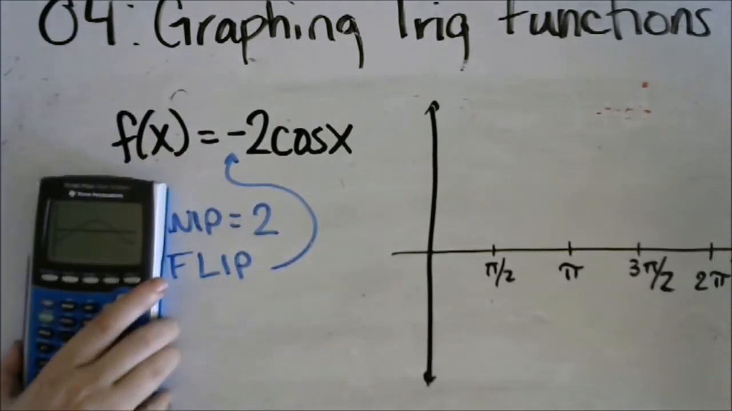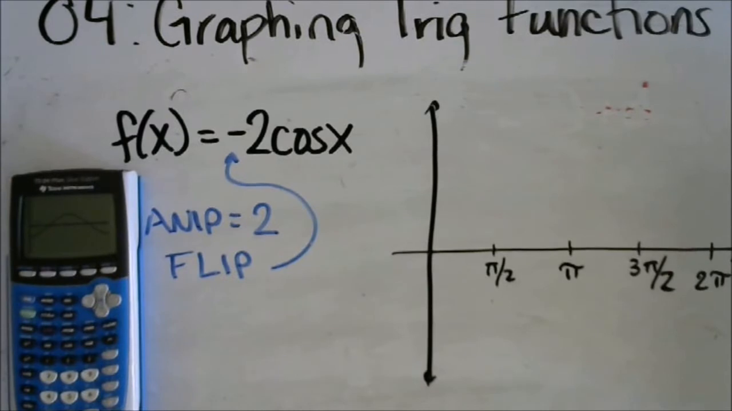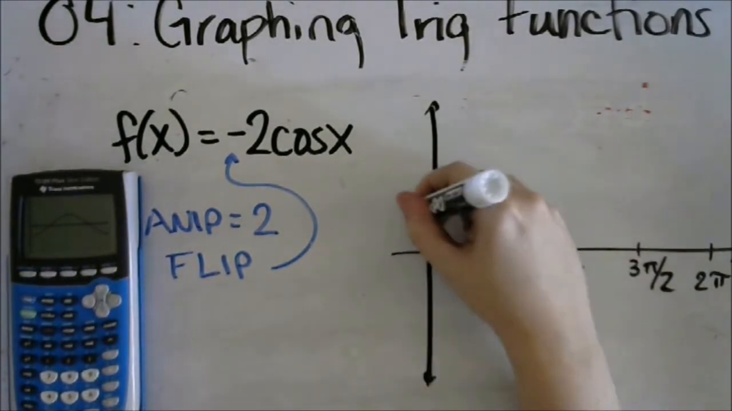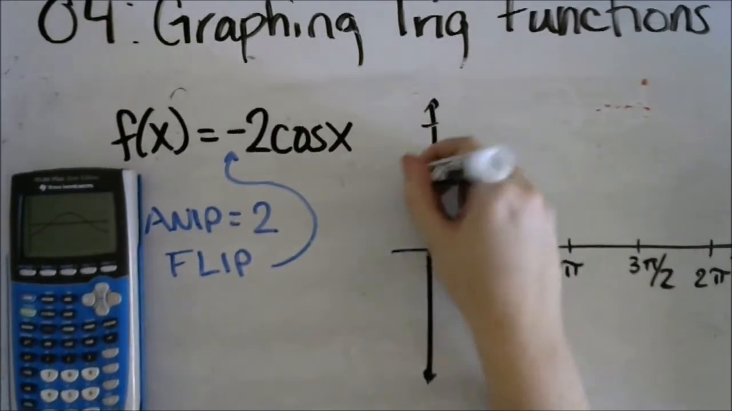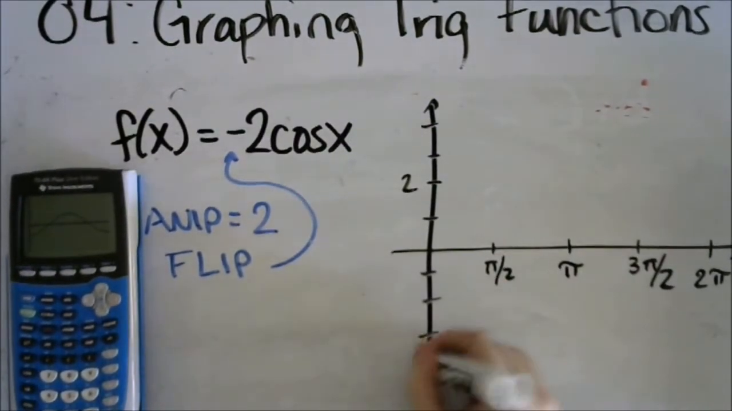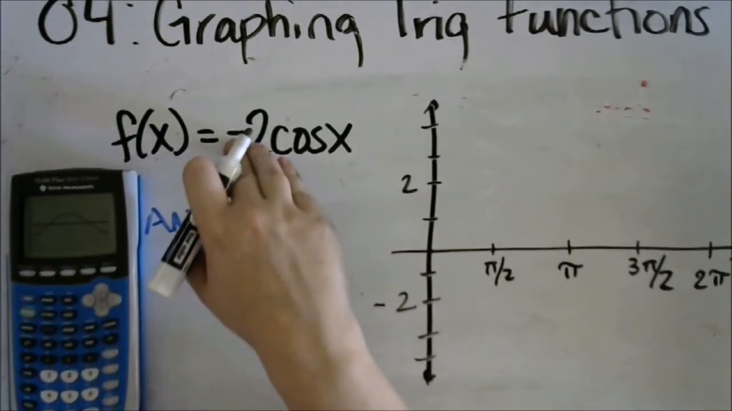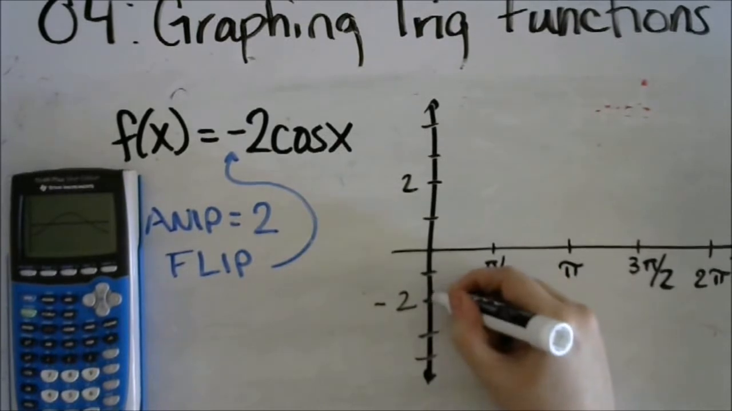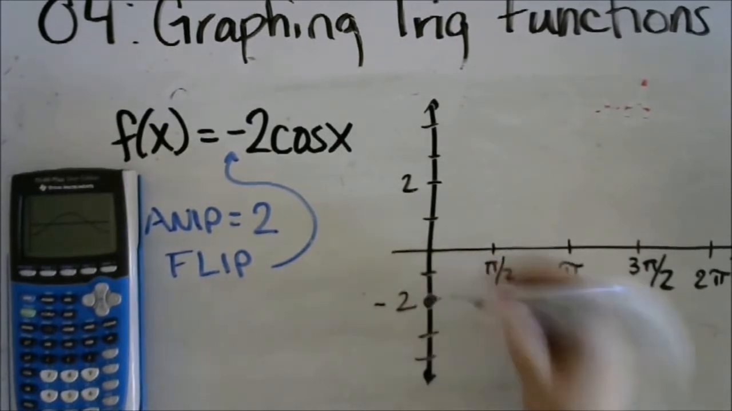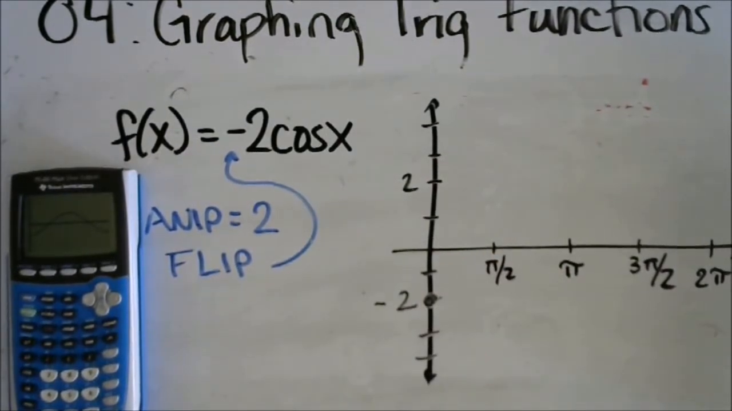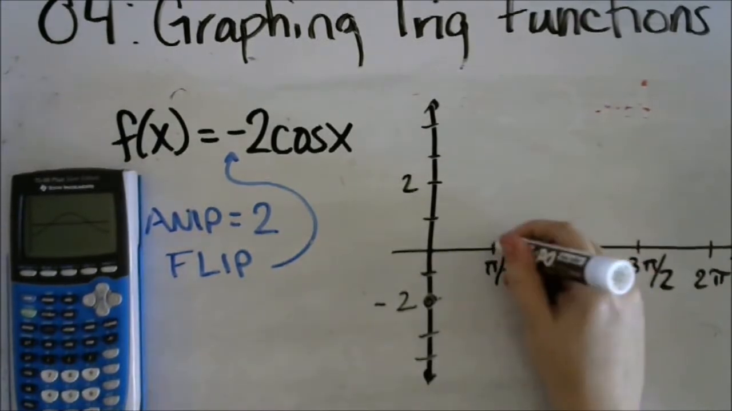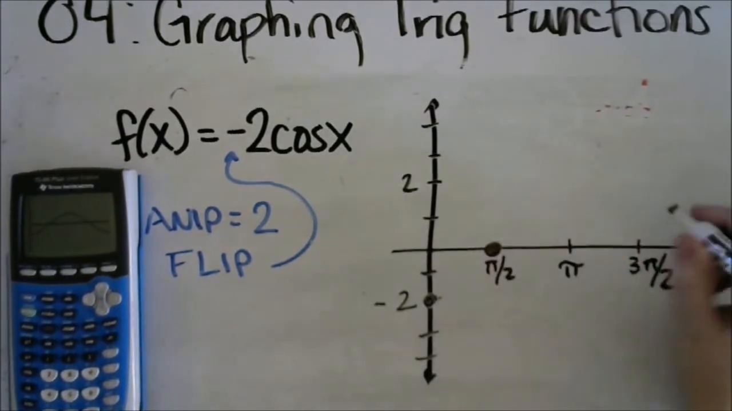Let's graph this using exact points. 1, 2, 3, 4. 1, 2, 3, 4. The first point on the cosine curve is at the minimum amplitude because we have a negative 2. We're going to go to 0, negative 2. What doesn't change about cosine are some of the critical features, like the x-intercepts being at pi halves and 3 pi halves.